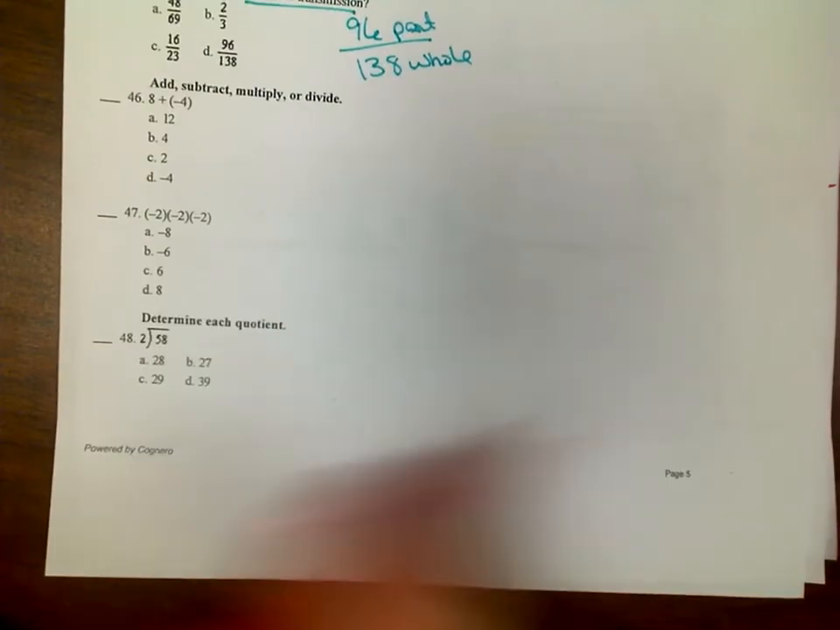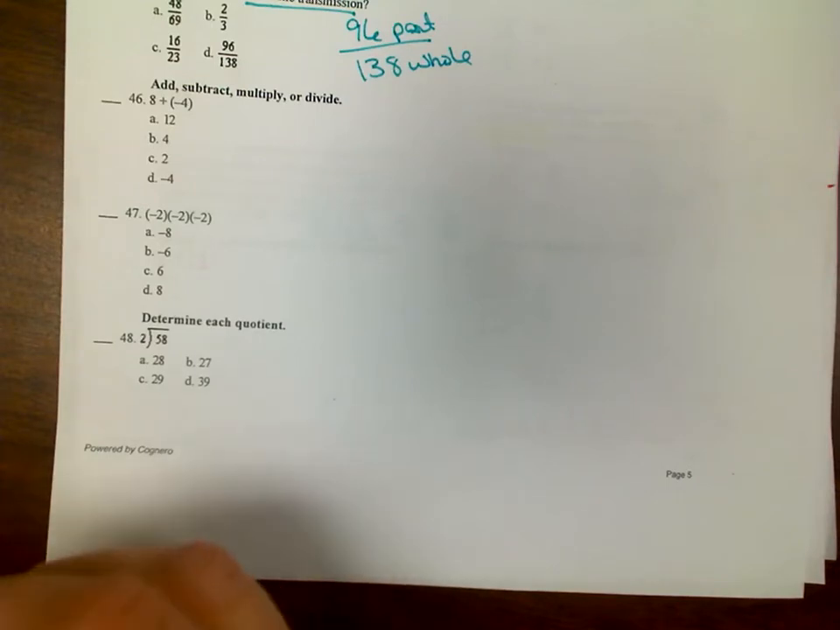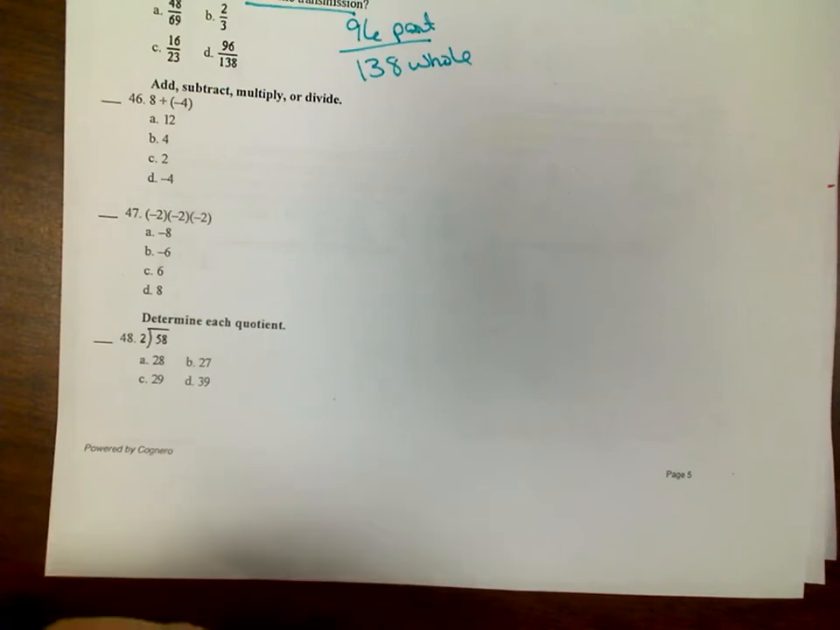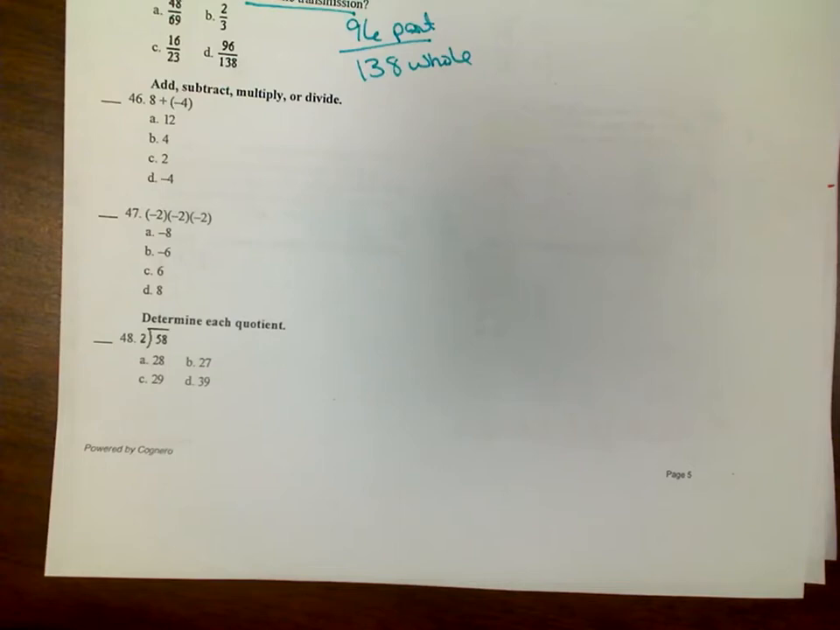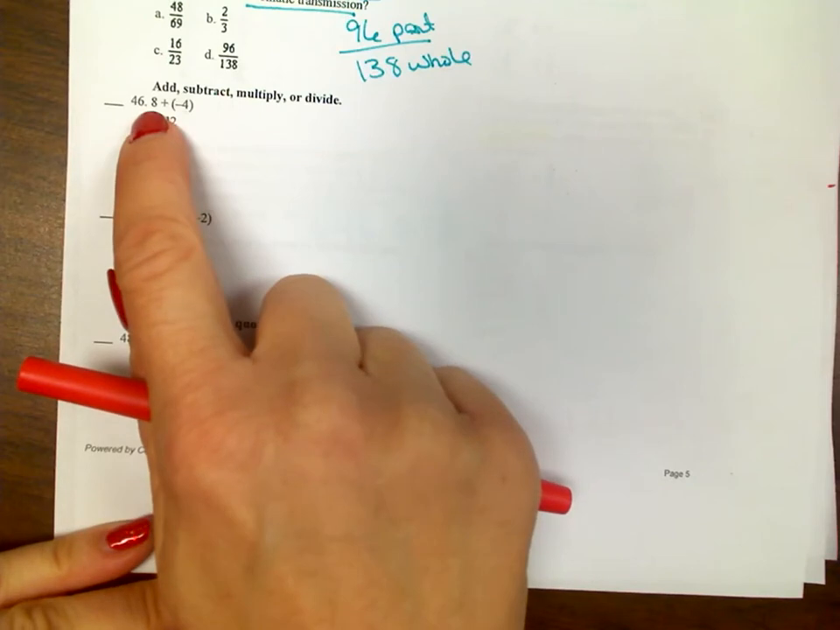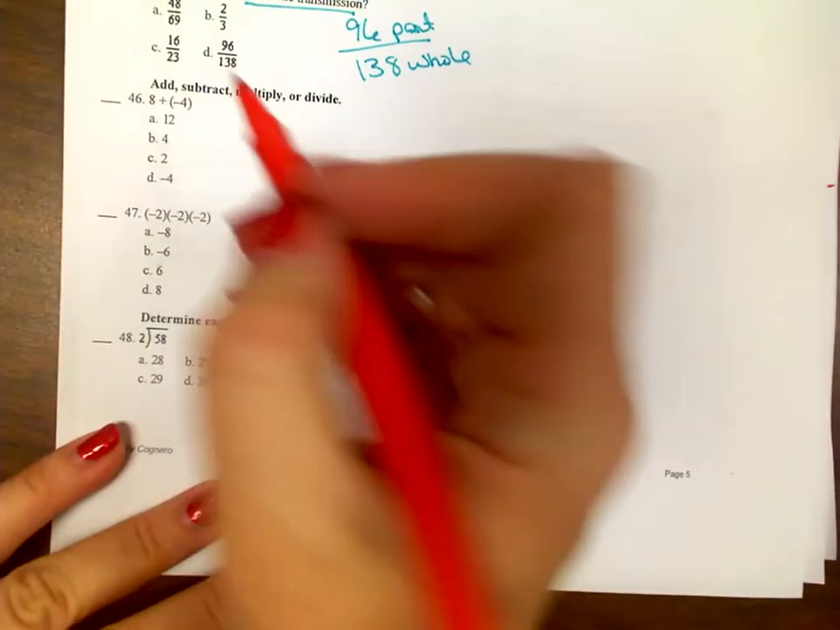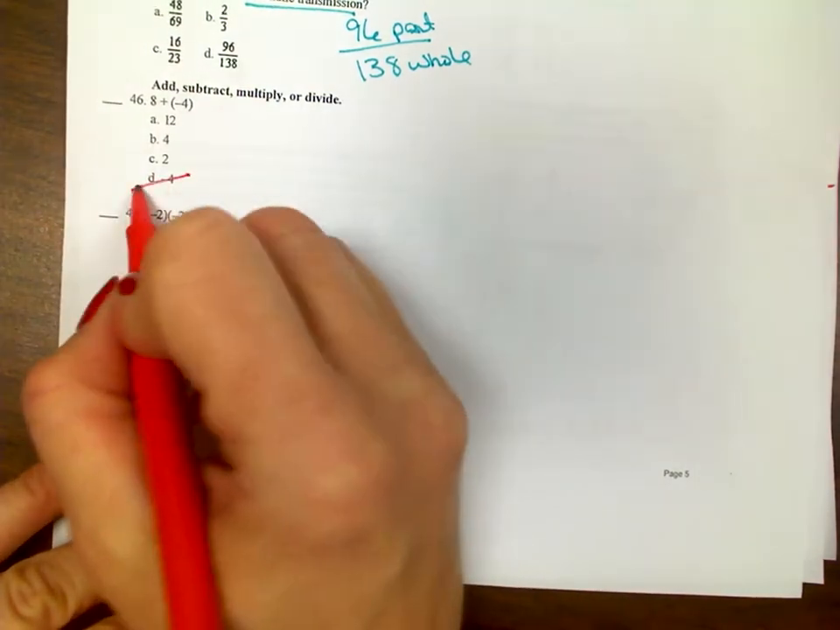Number 46. 8 plus negative 4. And so remember, you need to find the difference between those two numbers. Keep the sign of the larger number. Well, the larger number is a positive, so it's not going to be a negative 4.